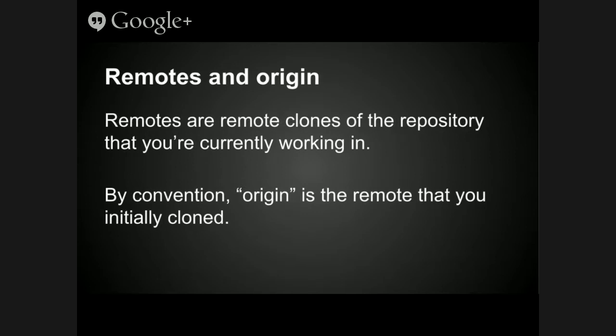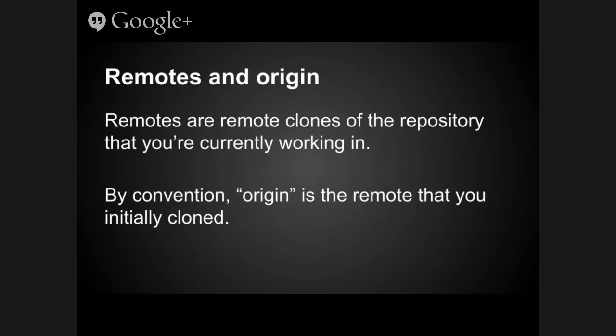Remotes are the remote clones of repositories that you're currently working in. So if you forked a repository from a remote source, you can configure that source to be a remote to your local repository, and you can push and pull changes to a remote that you have permissions to push and pull to. By convention, origin is the place that you cloned your repository from originally. You can call it anything you want. You can add as many remotes as you like, and you can give them lots of names.